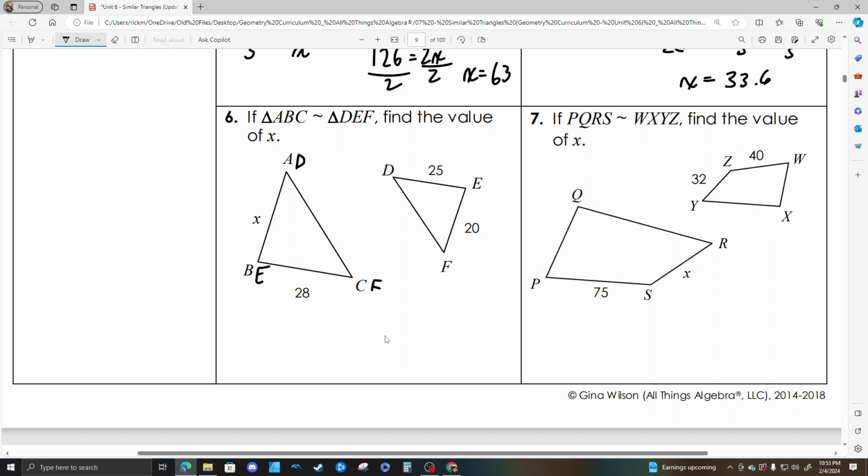And now let's move some of these over, right? So DE is 25, and then EF is 20. So we're trying to find the value of x. Well, if we go from this one to this one, it doesn't really matter which one we go from to the other, but let's go from this one to this one. So the original was x over 25. And then on this one, we're going to do 28 over 20.